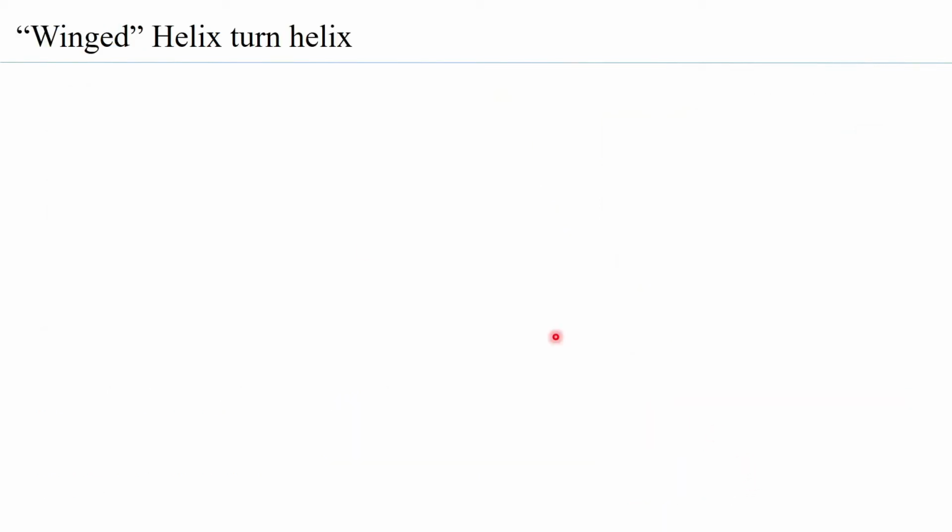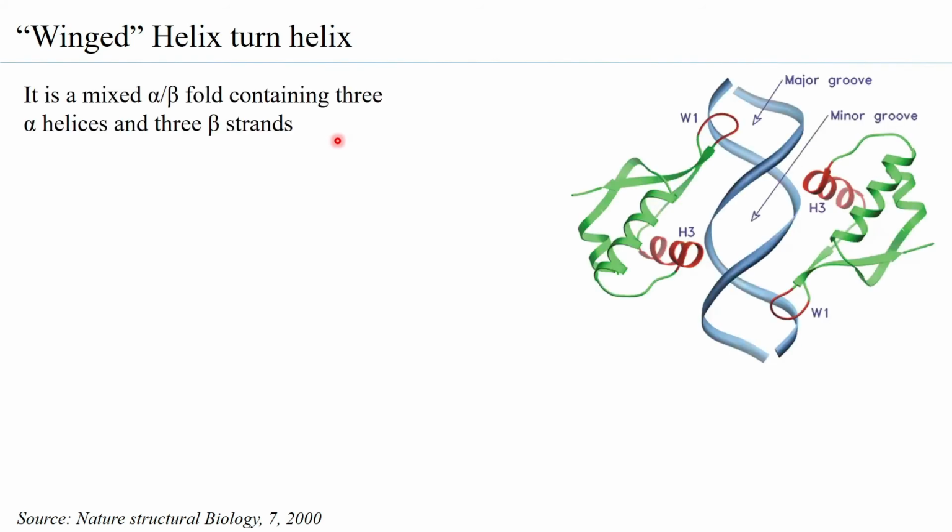Now we go to the winged helix turn helix, which is an extension of the classical helix turn helix motif. So in the winged helix turn helix, what is observed is that the super secondary structure is not made just of alpha helices, but it has both alpha helices and beta sheets.